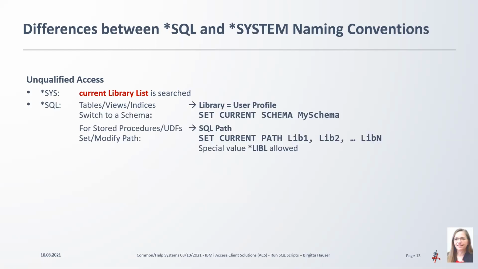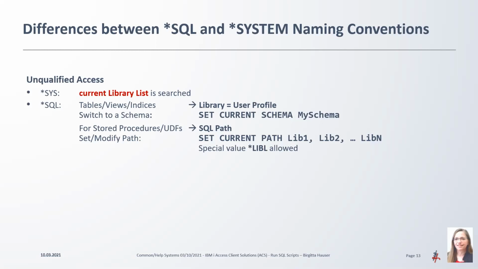The SQL naming conventions is different. That means all tables, views, and indexes, if we do not qualify them, are searched in a current schema or the default schema. And if we do not explicitly set the current schema to whatever, it searches the tables, views, and indexes in a schema that has the same name as the user profile. The library list, in either way, is ignored.